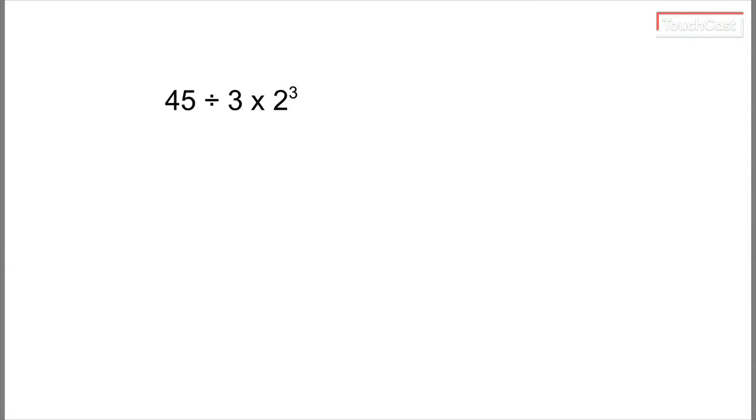Next example, we don't have any grouping symbols. We do have an exponent. 2 to the third power, again, that means 2 times 2 times 2. That is 8, not 6. Remember, an exponent is not a shortcut to writing a multiplication problem. So 2 to the third power is 8, and we rewrite everything else.